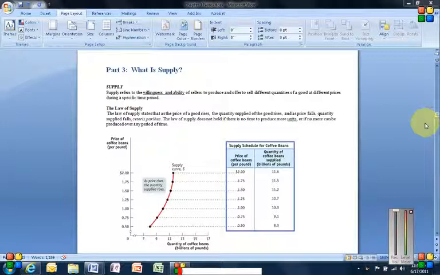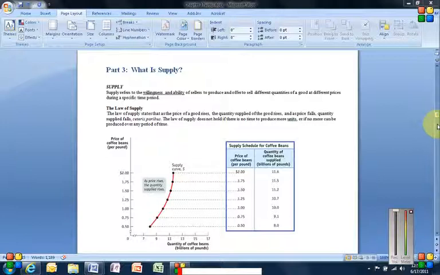The law of supply and many other factors when we're talking about supply are kind of in the reverse of demand. The law of supply states that as the price of a good or service rises, the quantity supplied of the good rises, and as price falls, quantity supplied falls, ceteris paribus, of course. The law of supply does not hold if there's no time to produce more units, or if no more can be produced over any period of time.